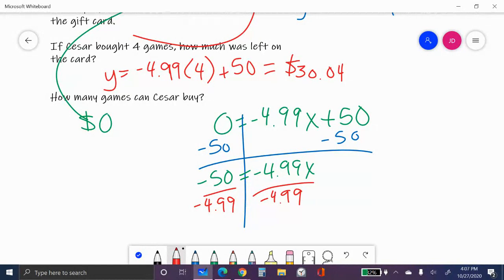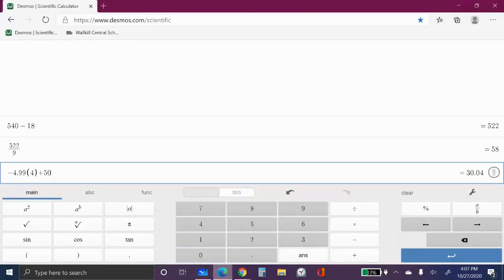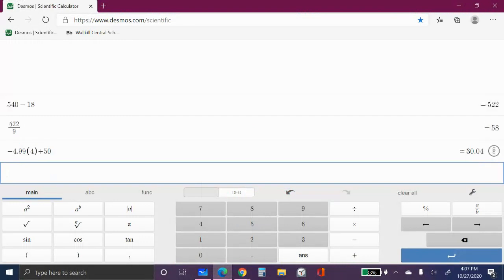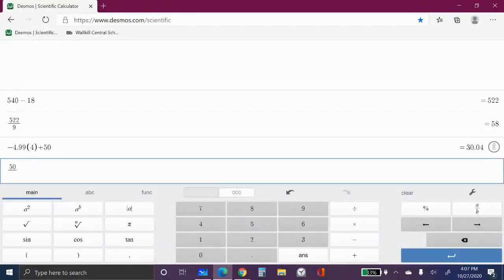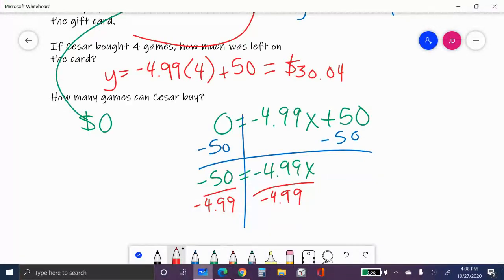And let's take a look. Well, we know a negative divided by a negative is a positive. So on my calculator, I'm going to do 50 divided by 4.99. And I get 10.02, an ugly number, right? Can I buy that number of games? No, I can't do that. I can't buy 0.02 of a game. So when I can't buy 0.02 of a game, I just round it down. I guess not rounding it, but you take the biggest integer. So Caesar can only buy 10 games.